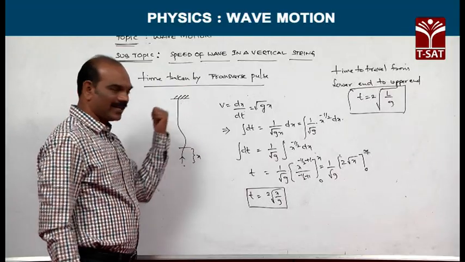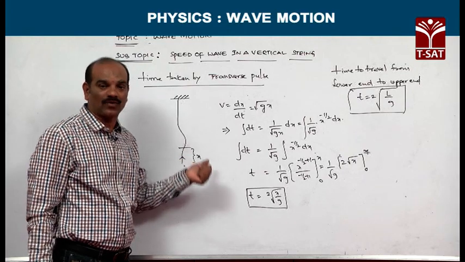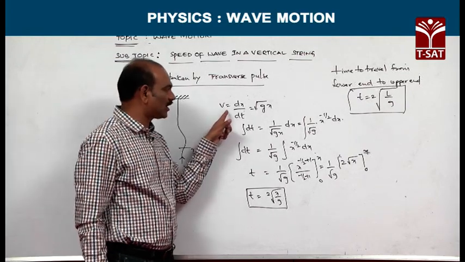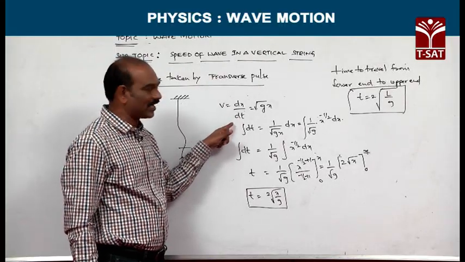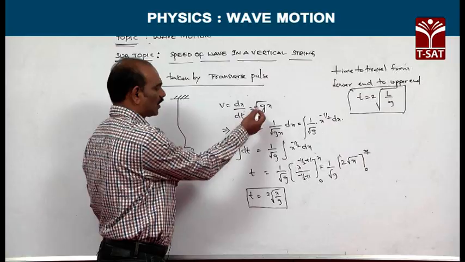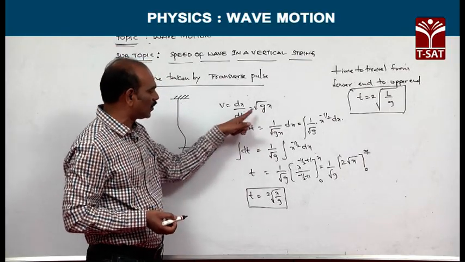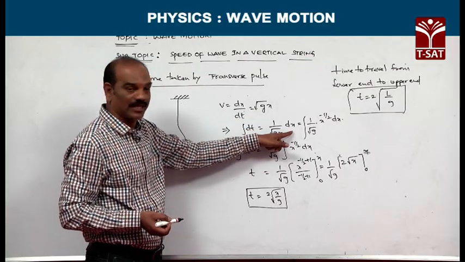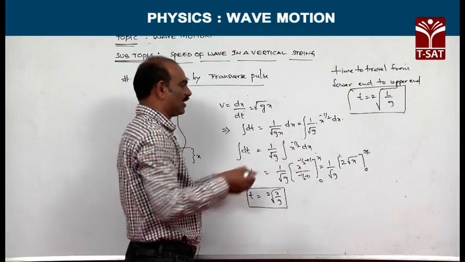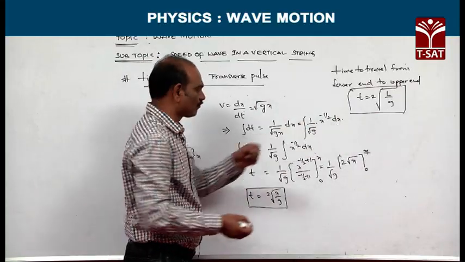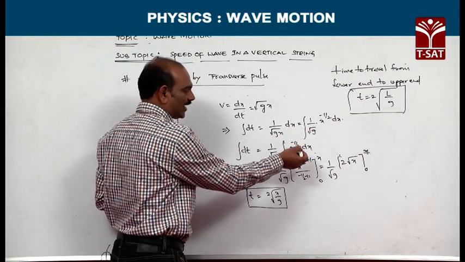Now, let us calculate the time taken by the transverse pulse to move from lower end to upper end. In the earlier topic, we came across the speed of a transverse pulse at a distance of x from lower end: V is equivalent to root gx. We know that V is equivalent to dx by dt, which is root gx. This can be simplified as dt is equivalent to 1 by root gx into dx. Taking root g outside, root x can be replaced by x power minus 1 by 2 dx.